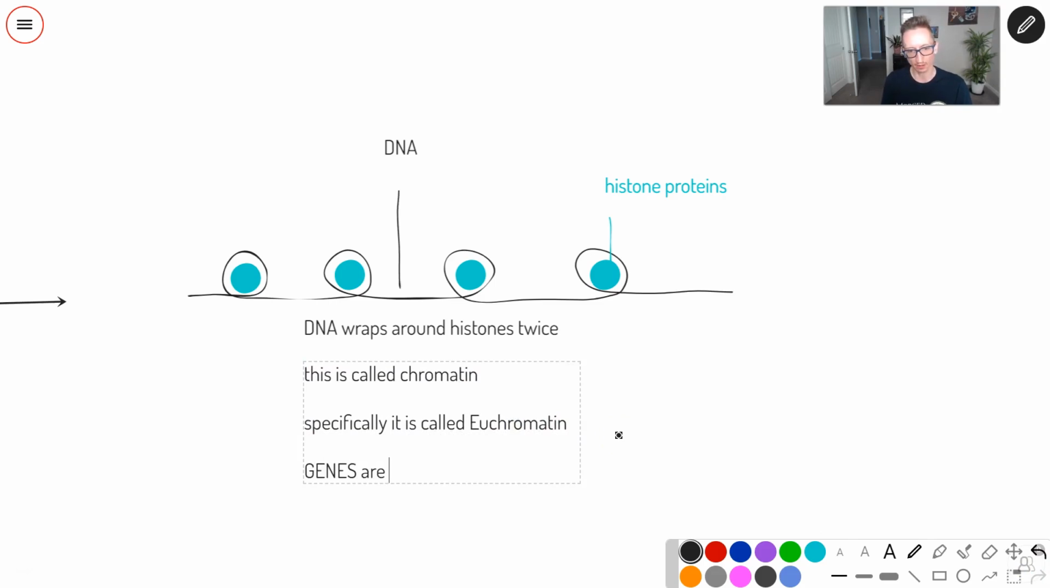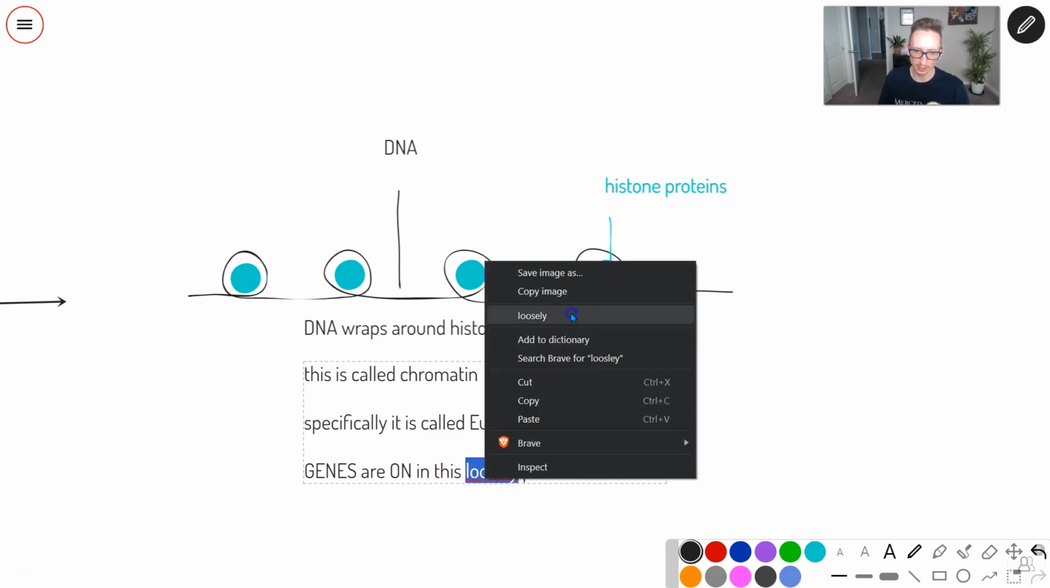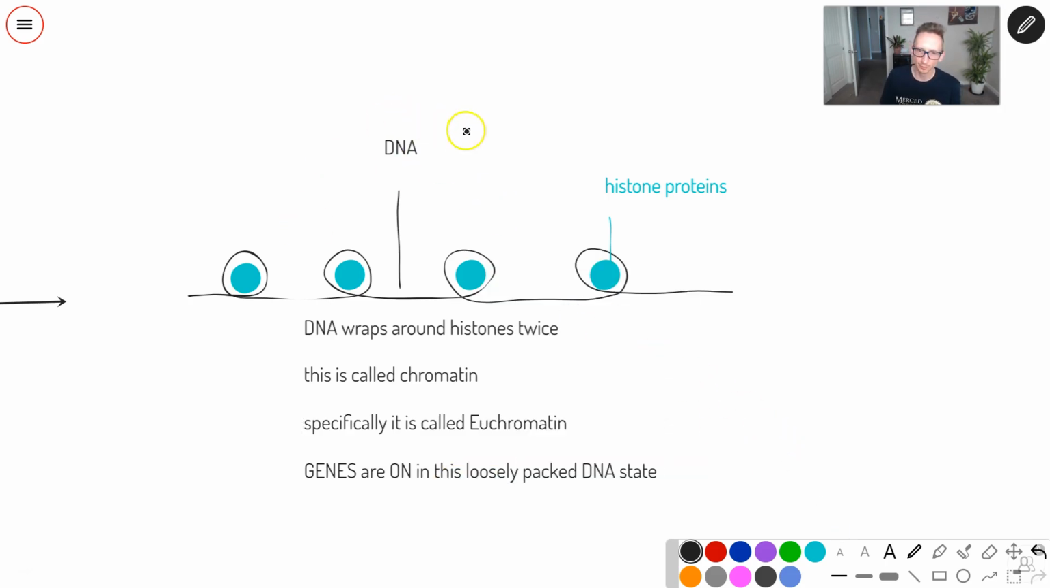Genes are on in this loosely packed DNA state. So the machinery, the polymerases, can come in here and unravel that and turn this gene into RNA because it's nice and loosely packed. Okay?